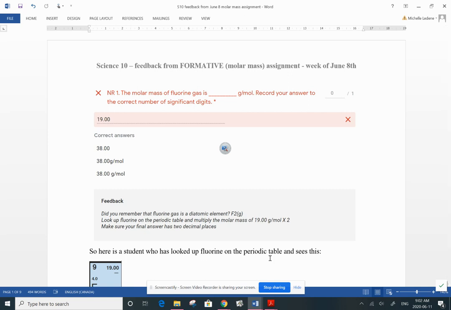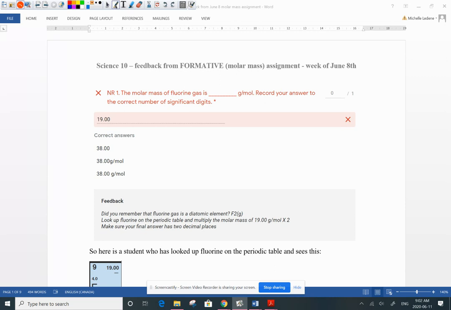I just wanted to provide a little bit of feedback for you here. Not everybody has submitted this assignment yet, but just so that you're not making errors on your summative, I wanted to go through this formative. So here we have molar mass.